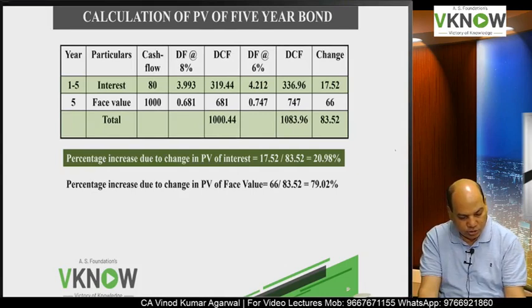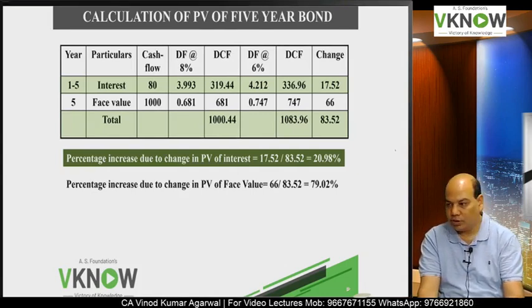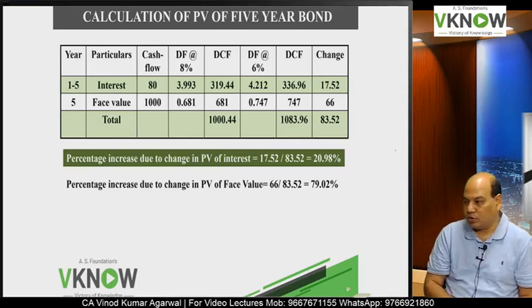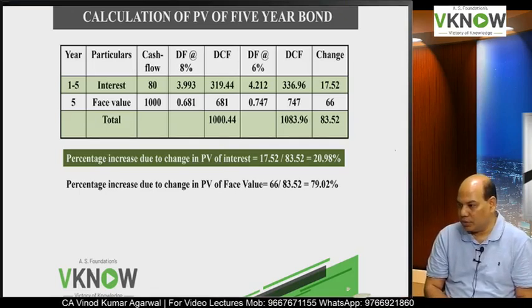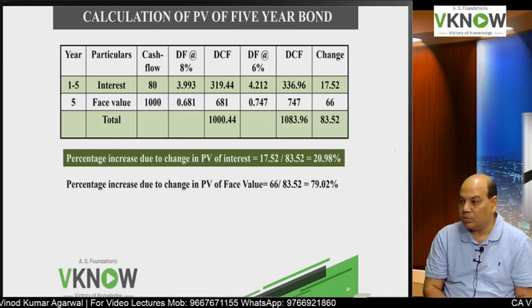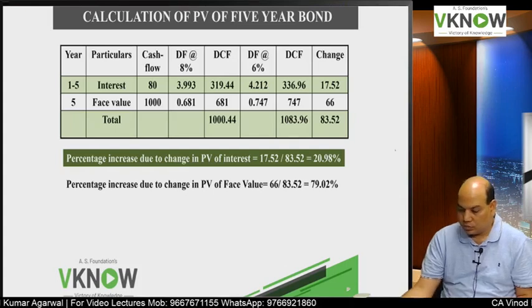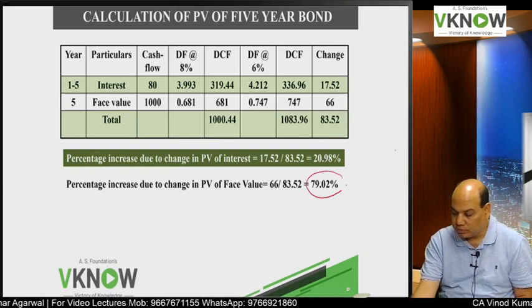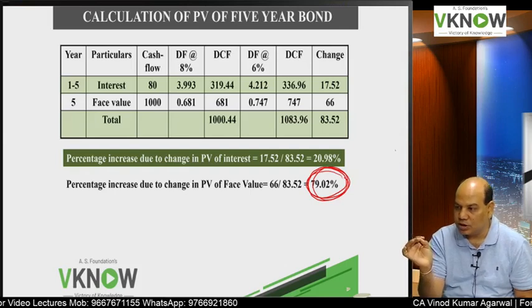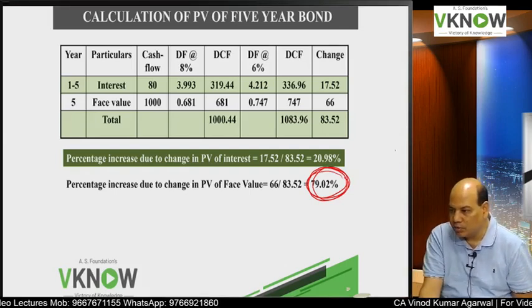And percentage change due to change in PV of face value. 66 divided by 83.52. That is 79.02%. So which has contributed more? The change in face value has contributed more towards the change in the present value of the bond.